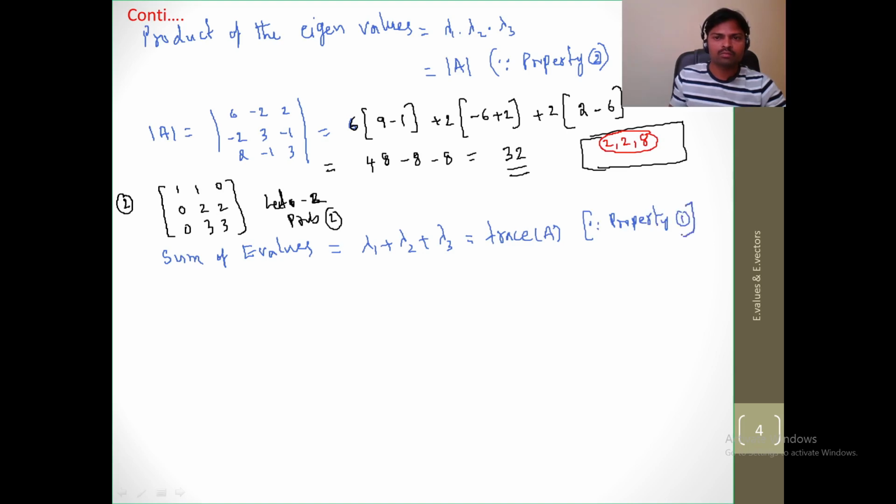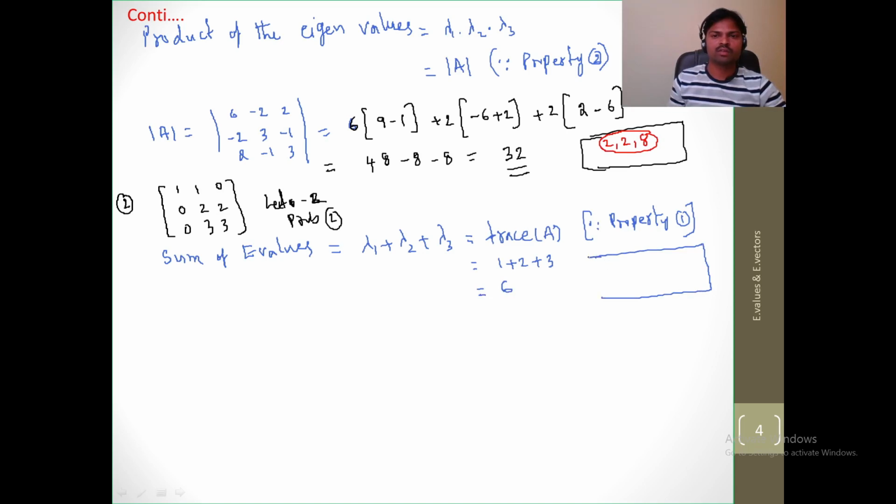Property number 1. Okay. So now, what is the trace? Look at 1, 2, 3. So 1 plus 2 plus 3, how much? 6. So the trace is 6. Now, what are the original eigenvalues?